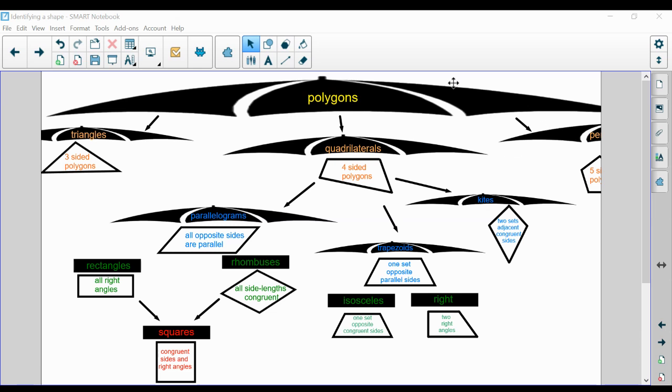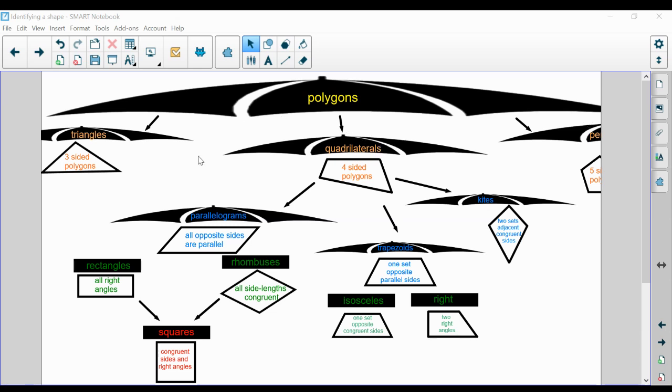5 sides, pentagon. I like to think about polygons as this big umbrella, and underneath the umbrella are all the different categories of shapes. Under the triangle umbrella are all the triangles. Under the quadrilateral umbrella are all the quadrilaterals, and so on and so forth. And it goes on to infinity, to your 5 sided pentagons and your 6 sided hexagons, your 7 sided heptagons, your 8 sided octagons, and so on and so forth.